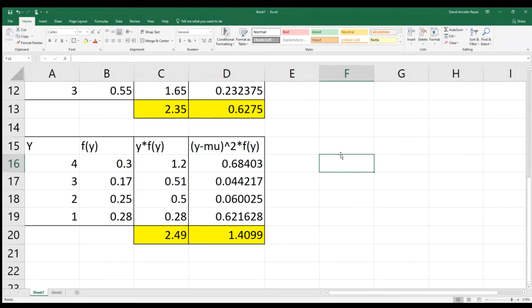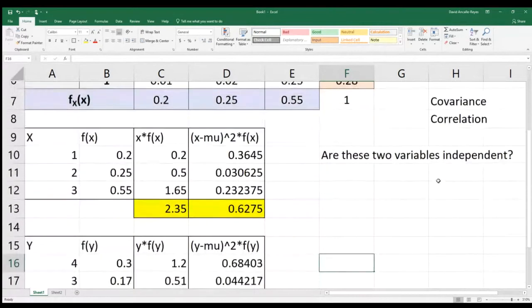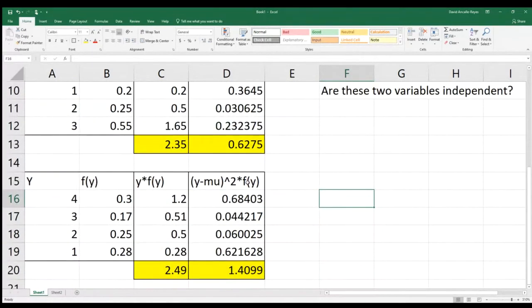Are there any questions with the mean and the variance so far, how we calculated them? Is everybody good with how we calculate mean and variance? It's the same procedure for x as well as for y. Now what becomes a little bit trickier is covariance and correlation. So before we get to do that, let me just also get my standard deviation.